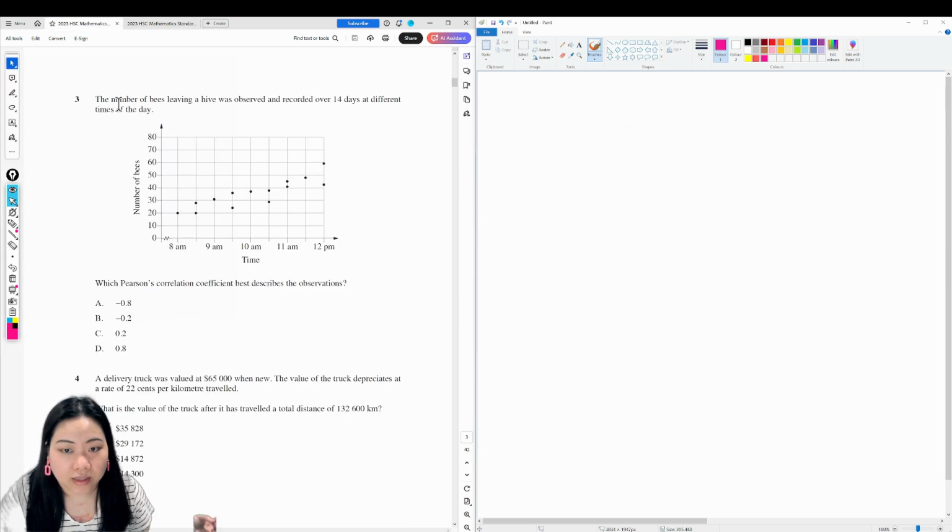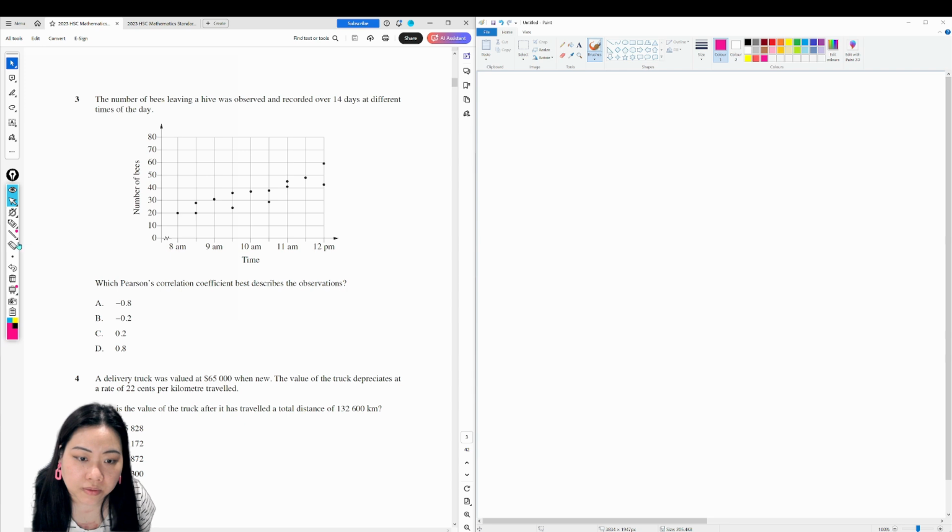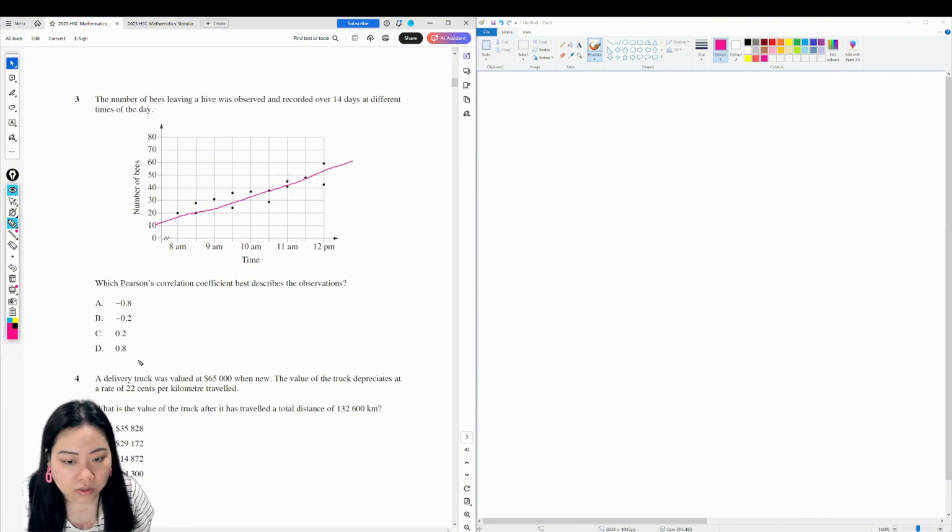Number 3. The number of bees leaving a hive was observed and recorded over 14 days at different times of day. Which Pearson's correlation coefficient best describes the observations? If you can imagine a straight line going through those points, the coefficient is positive because you're going uphill from left to right. So it's got to be one of these two, C or D. And is it a 0.2 or a 0.8 correlation? The points are quite close to the line, so I'm going to say it's 0.8.